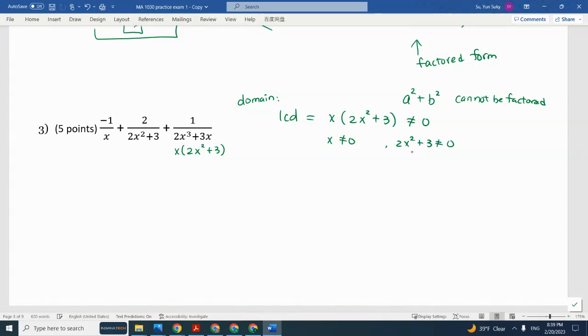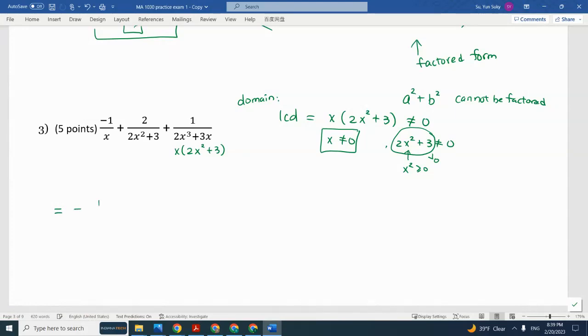But look at the left-hand side. You know x squared is always greater than or equal to 0. So x squared plus 3, your left term, is always positive. It won't be 0. Okay? So this is not 0. Therefore, we only get x not equal to 0. Okay. And then we simplify.